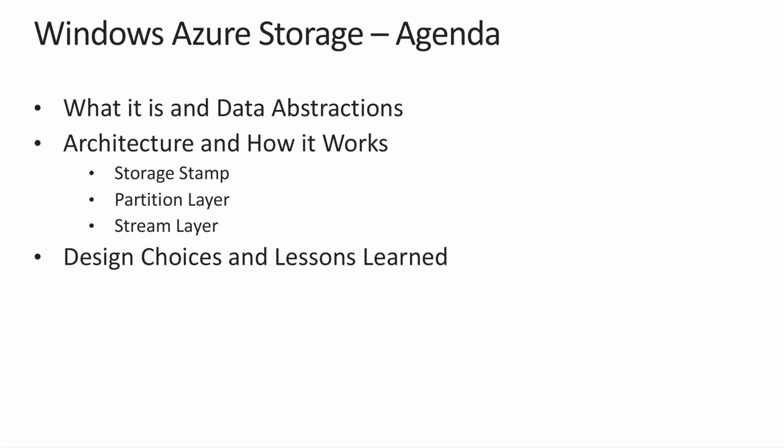So it is a service where, if you want to store any of your data in the cloud, you can use this service. What we're going to discuss today is what the data abstractions are, that means what kind of data could be stored in Azure Storage. Then we will see a high-level architecture of how it actually works, and then some of the design choices that were made while designing the system.